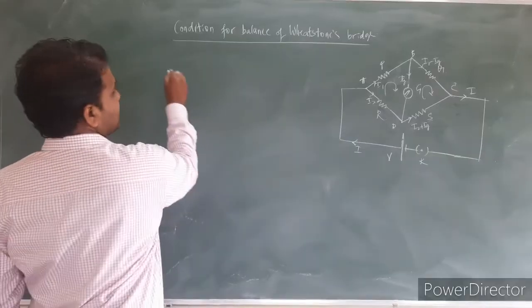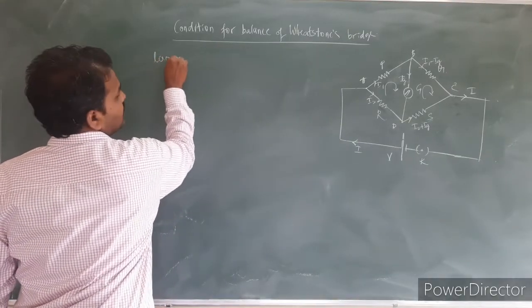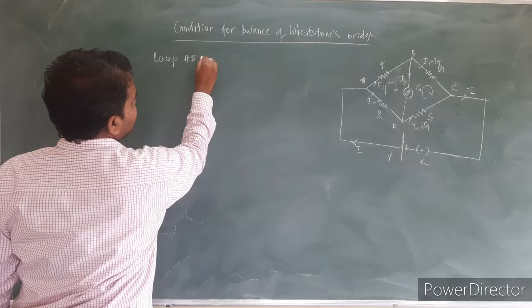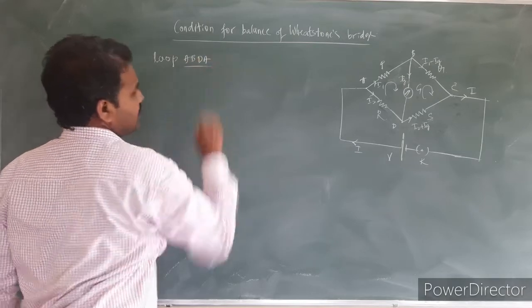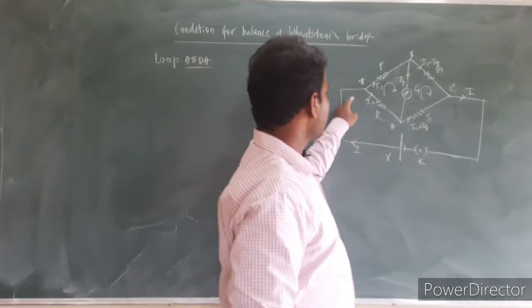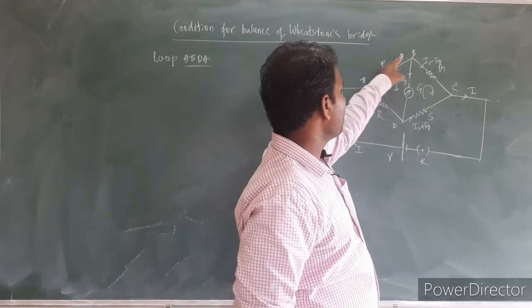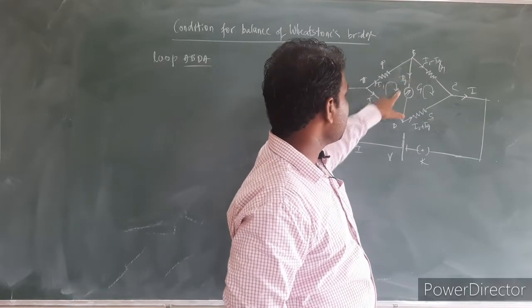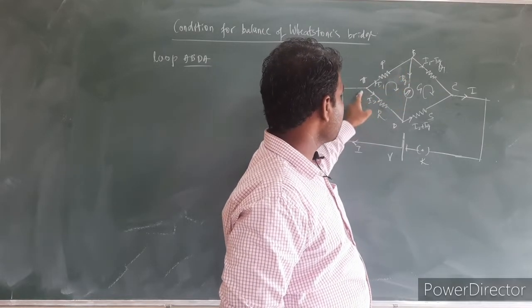Okay, let us consider the loop A, B, D, A. Yes, here the input current I is divided into I1 through A to B, then the current through the galvanometer is Ig, and the current through resistor R is I2.